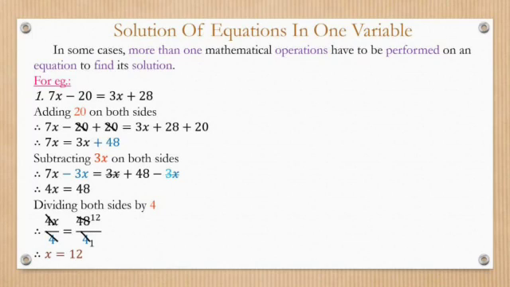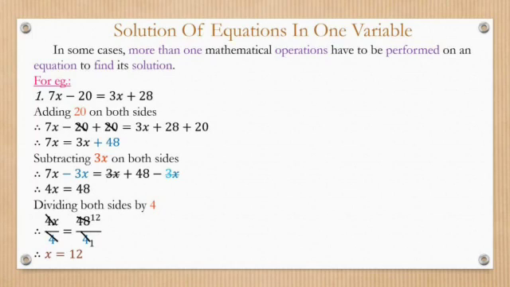For example, now look here, children. 7x minus 20 is equal to 3x plus 28. First, here you are going to remove minus 20. So, to remove minus 20, what have we to do? We are going to add 20 on both sides.